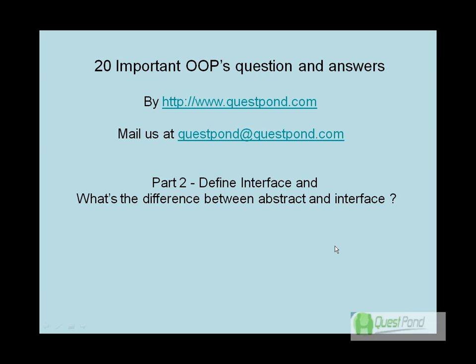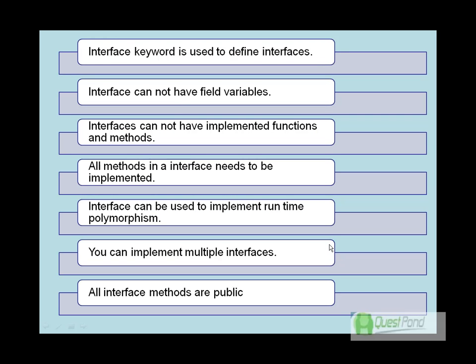So here's part two of the video on interfaces and abstract classes. Now let's try to understand some key concepts from the interface perspective. The first important concept from the interface perspective is that an interface cannot have implemented functions and methods.